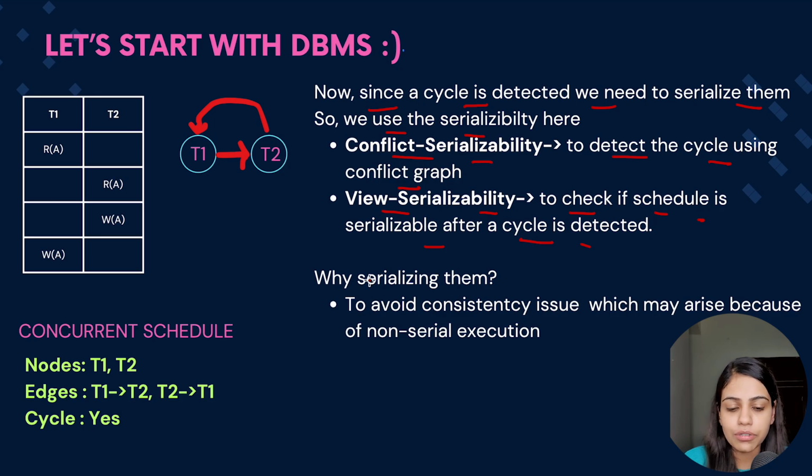Now, why do we need to serialize them? To avoid the consistency issues which may arise because of non-serial execution. In non-serial execution, we can have some consistency issues and we don't want our transactions to be inconsistent, because of which we use the serializability concept. Apart from serializability, we also use some concurrency control mechanisms, which we will talk about in the next set of lectures.